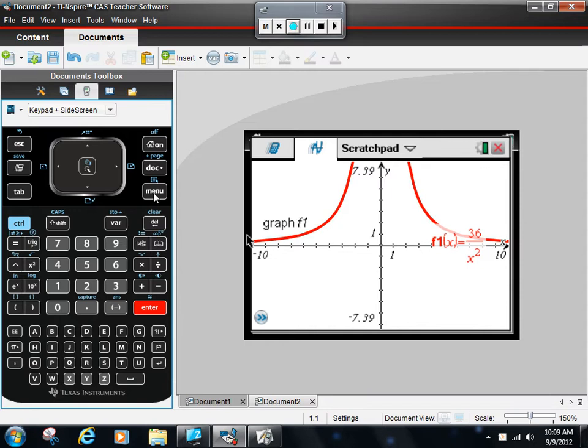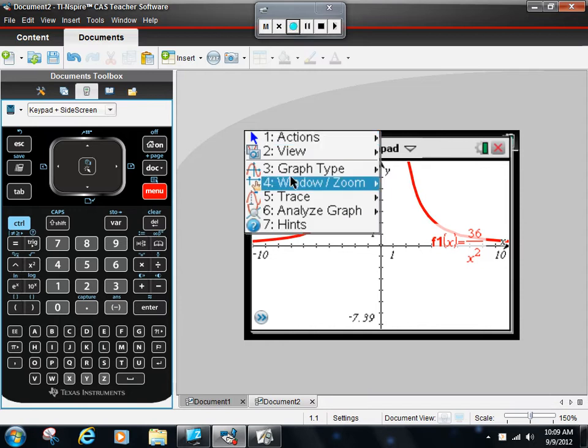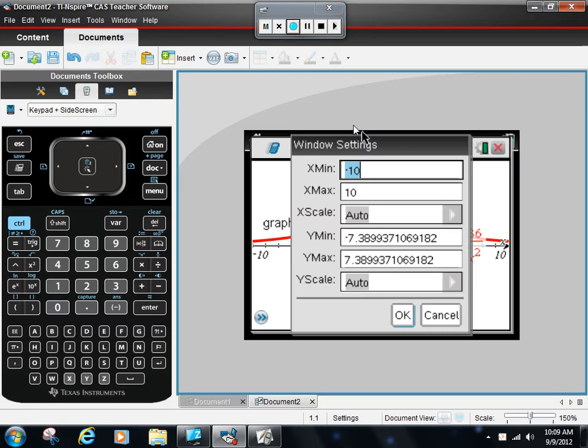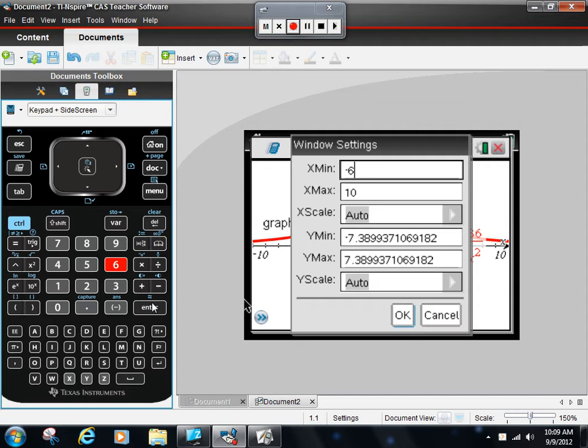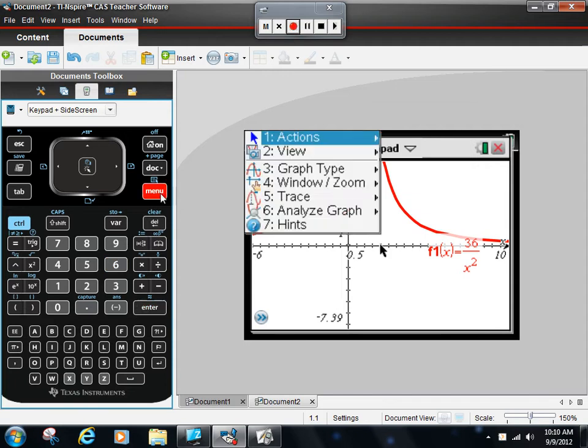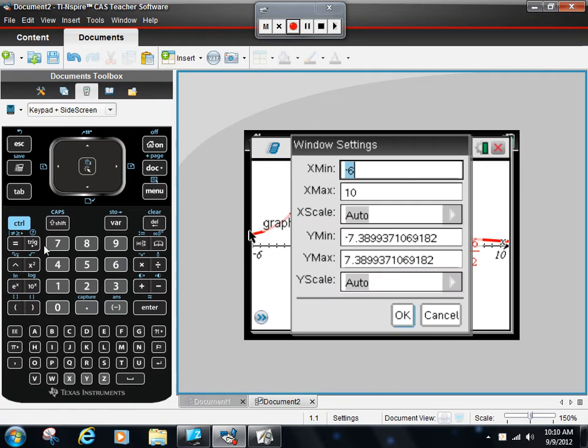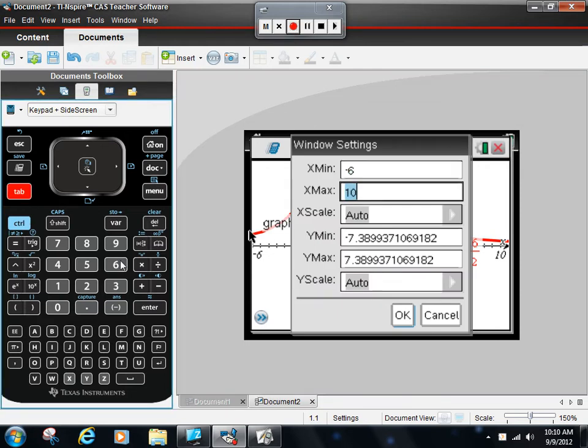So now I'm going to hit Menu. Window will be 4, and then Window Settings. They asked me to go from negative 6 to 6 for x. Oops. Menu. Shouldn't have hit Enter. I should have hit Tab. Negative 6 to 6. X scale will keep the same. Y min, let's go from negative 10 to 10.